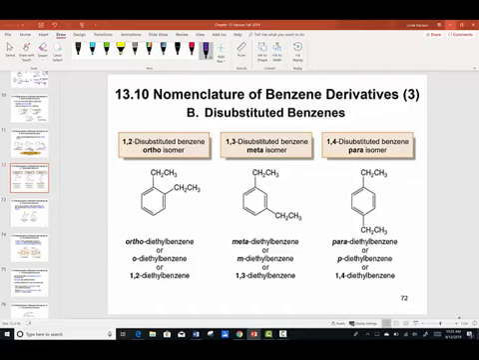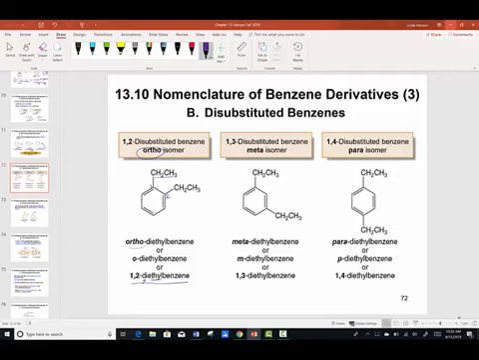Oftentimes, instead of using numbers 1,2, 1,3, or 1,4, what you'll see instead are prefixes that we will denote those positions as. Here I have an ethyl group in position 1 and position 2 on a benzene ring. You may say that as 1,2-diethylbenzene. In position 1 and 2, there is a group of ethyl, so the di tells me there's 2 of them on a benzene ring.